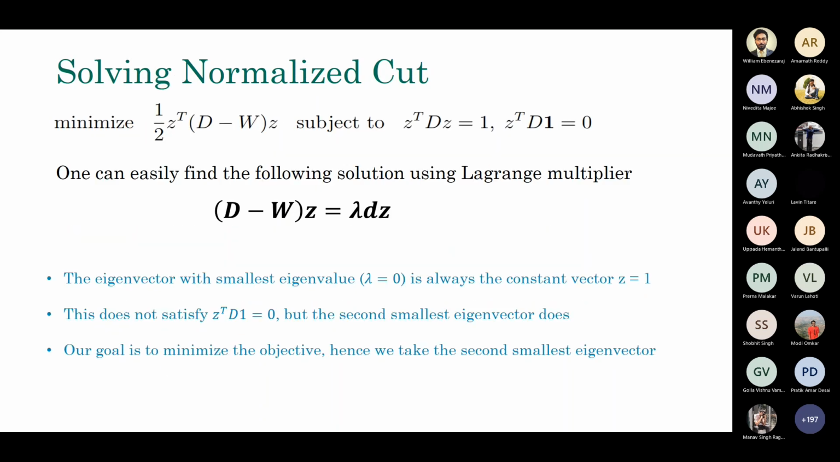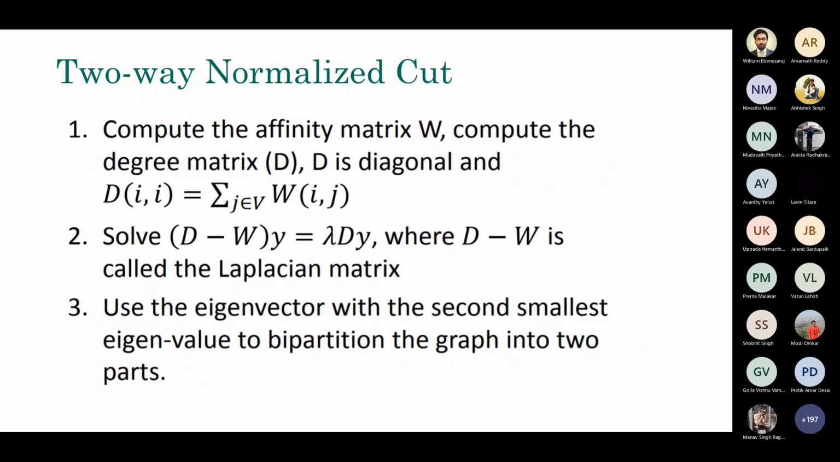So in a nutshell, and I will tell you how you can use the eigenvector that you finally get to find a partition. First, you have to compute the affinity matrix W, or the weight matrix W, from the data. You have to compute the degree matrix, which is the diagonal matrix D. Two things you need. Then you solve the eigenvalue problem, (D minus W)y equals lambda Dy. This is the Laplacian matrix thing. Finally you get the second smallest eigenvalue and the corresponding eigenvector, and that eigenvector we can use to partition the graph into two.